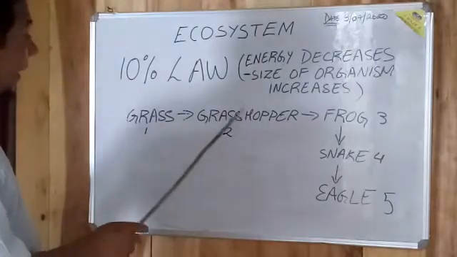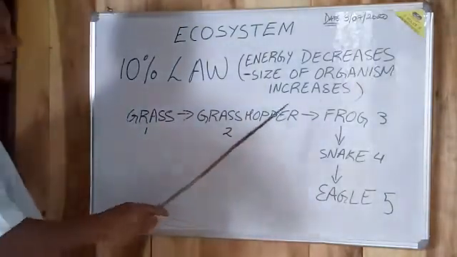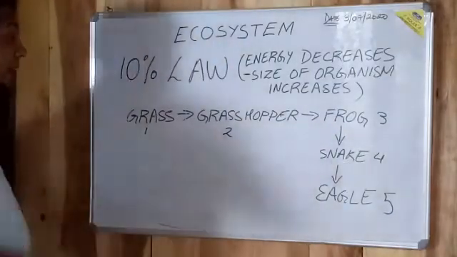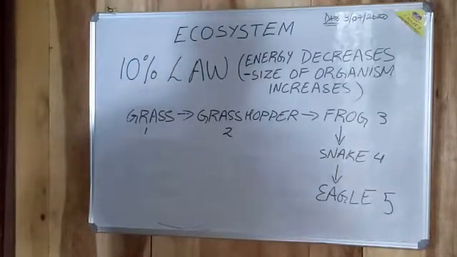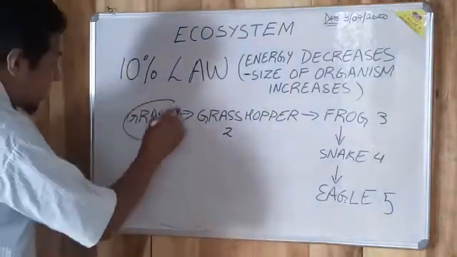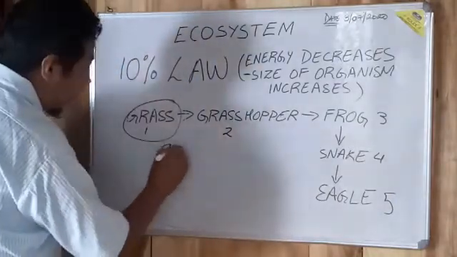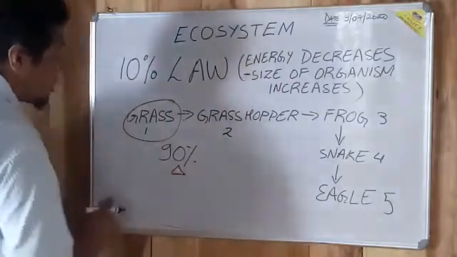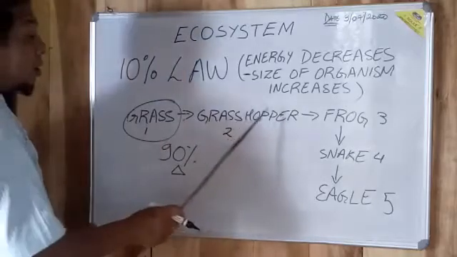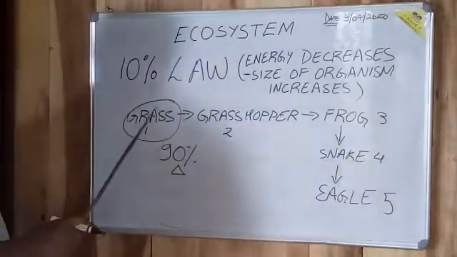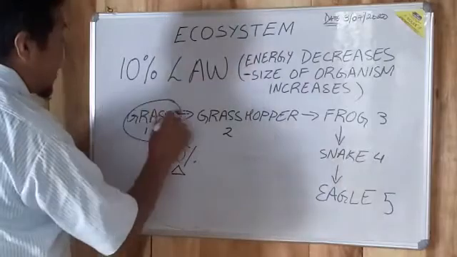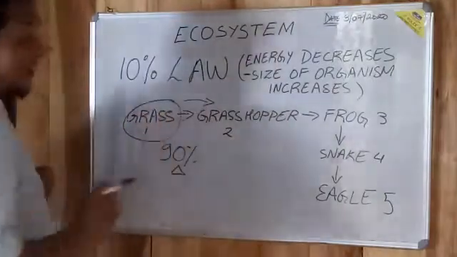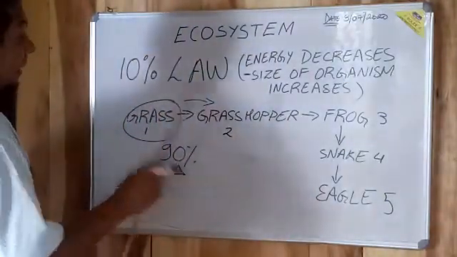That is, the grass is eaten by a grasshopper, the grasshopper is eaten by a frog, the frog is eaten by a snake, and the snake is eaten by an eagle. But now what happens is, out of the total energy that is present in the grass, 90% of the energy will be lost as heat energy when it is consumed by a grasshopper, and only 10% of the entire energy goes to the grasshopper. So the energy decreases, but the size of the organism increases.